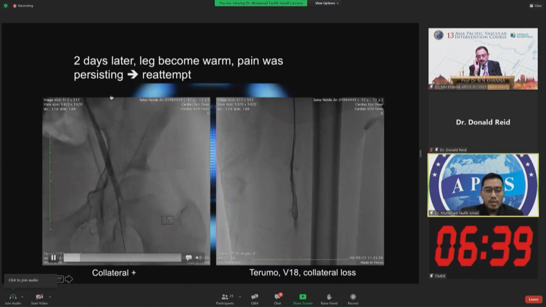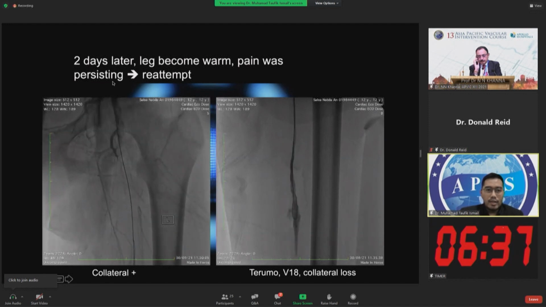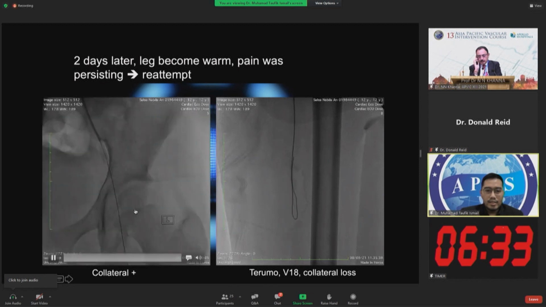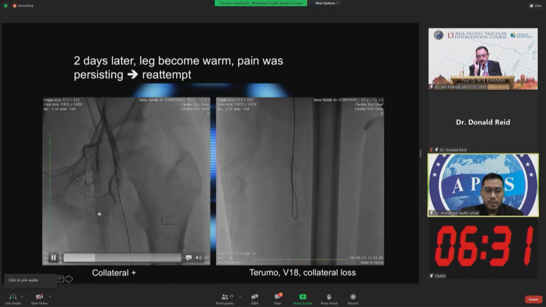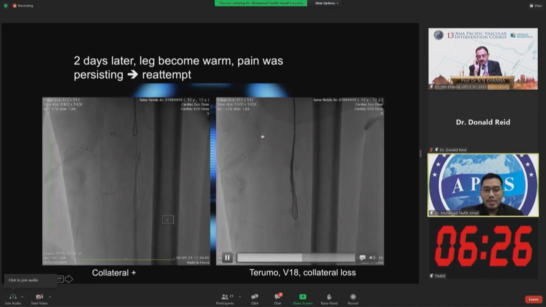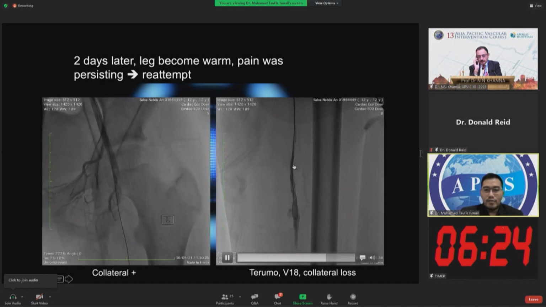And what will we do? Two days later, actually, the leg became warm. There was still collateral flow supplying well, but the pain was persisting. So we reattempted intervention of the femoral artery.